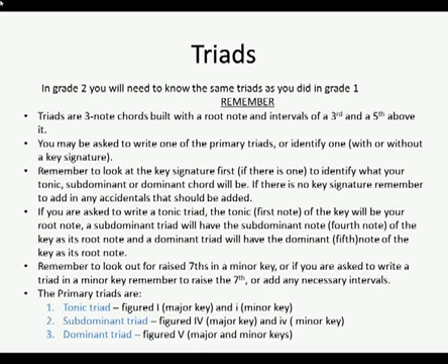Okay. If you are asked to write a tonic triad, the tonic or first note of the key will be your root note, obviously. A subdominant triad will have the subdominant, which is the fourth note of the key, as its root note. And a dominant triad will have the dominant, fifth note of the key as its root note. So let me just give you another example on that.